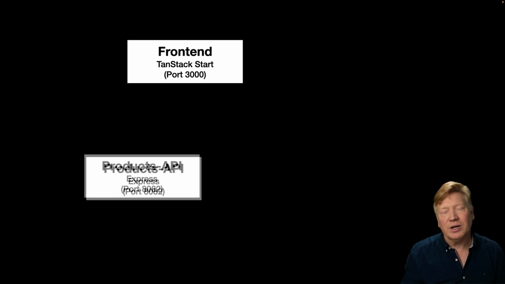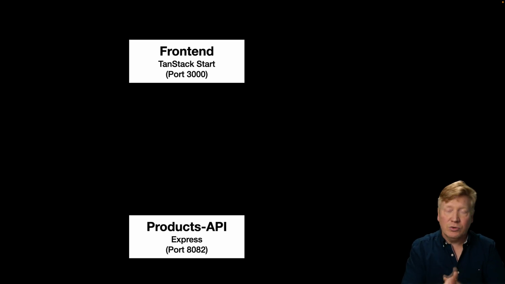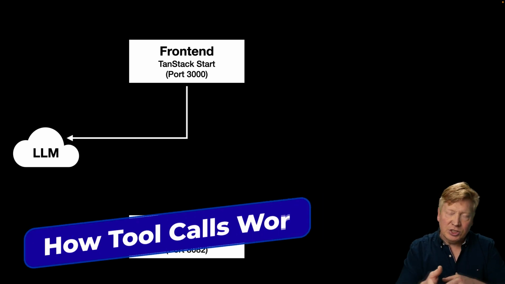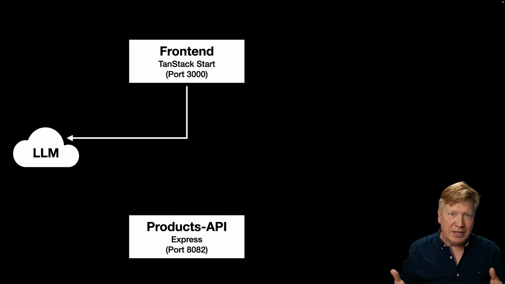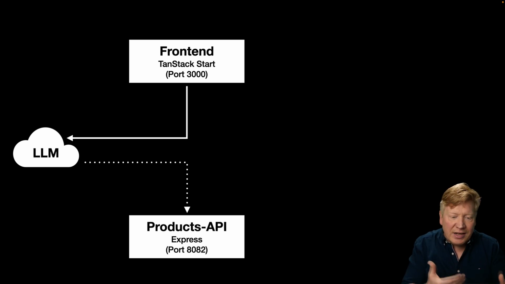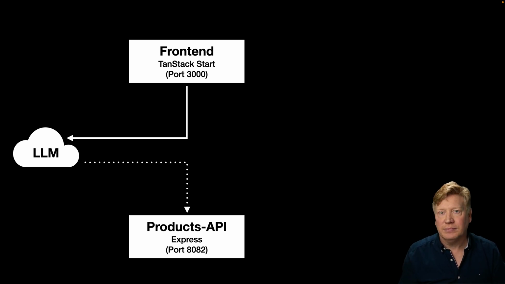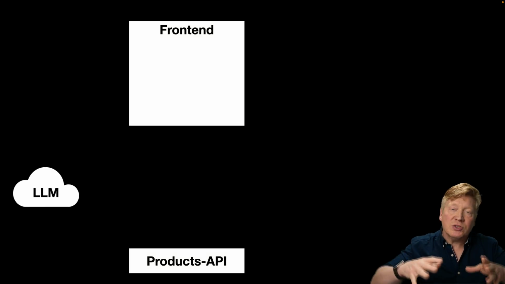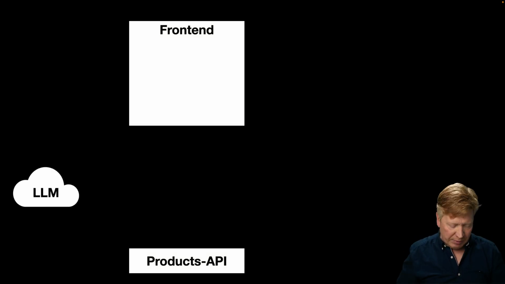So now let's start talking about how we're going to connect our AI assistant to our Products API. So obviously the front end has no issues right now connecting just directly to the LLM and asking it basic questions. But what we really want is we want that LLM to have access to our Products API. So that's where tools come in. And to understand how tools work, you have to understand the message flow of an application.